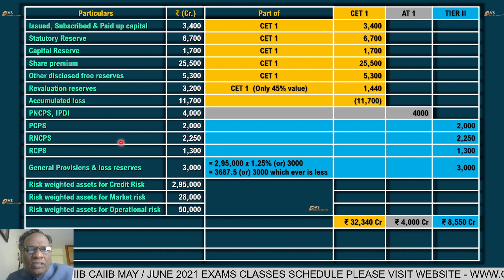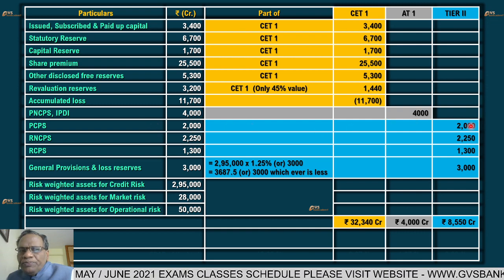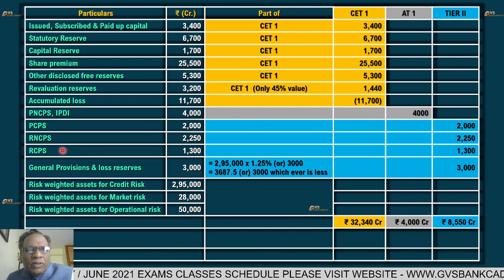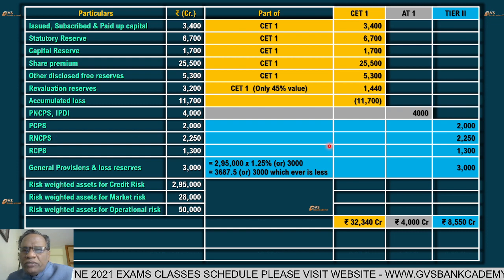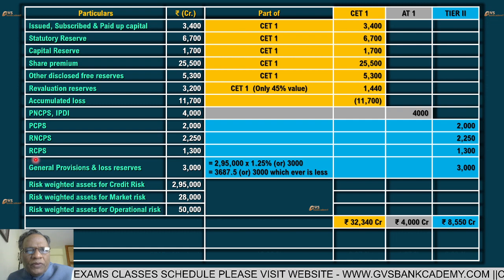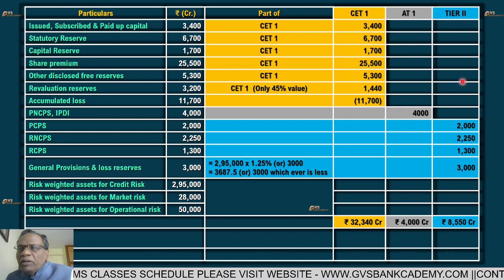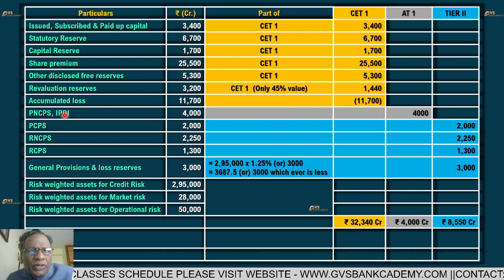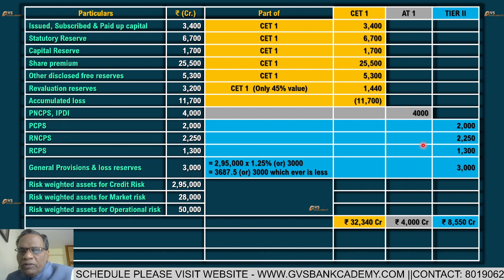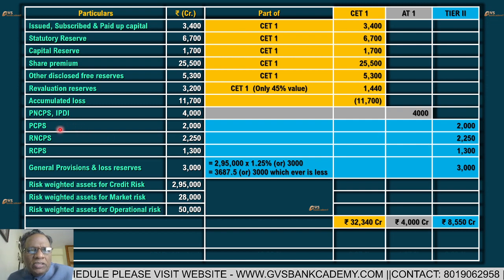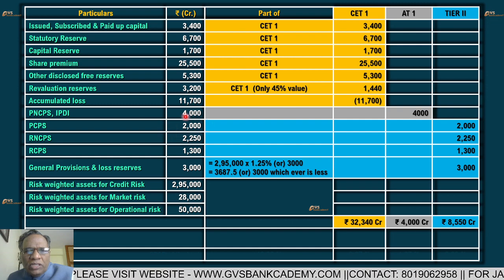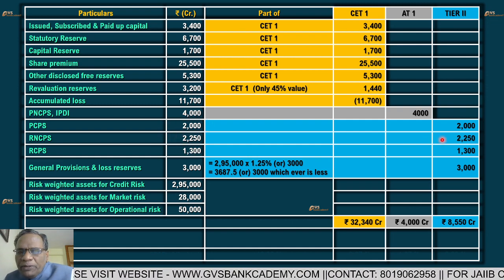Now we can see perpetual cumulative preference shares 2000 crores we have taken. Redeemable non-cumulative preference shares 2250 crores. Redeemable cumulative preference shares 1000 crores, part of Tier 2. The minimum borrowing period is 5 years and above. Tier 2 capital minimum borrowing period is 5 years and above. So we are assuming that the present outstanding of all three instruments is more than 5 years only. That we are assuming, on that basis we have taken them.